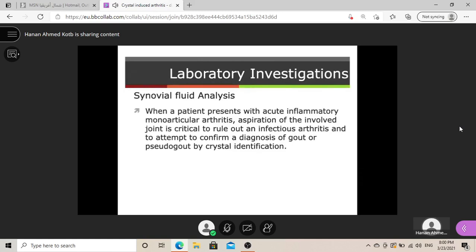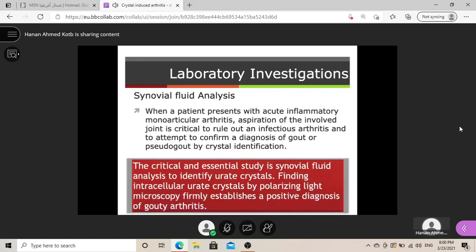لأن إحنا كنا بنقول مثلاً في الأكيوت مونو أرثريتس إحنا ممكن تلخبطنا في septic arthritis. Okay. وطبعاً لأن المانجمنت is totally different. The critical and essential study is synovial fluid analysis to identify urate crystals. Finding of intracellular urate crystals by polarizing light microscopy firmly establishes a positive diagnosis of gouty arthritis.